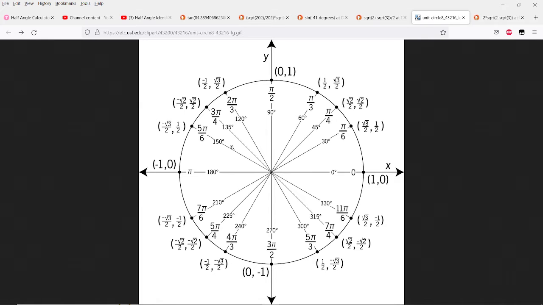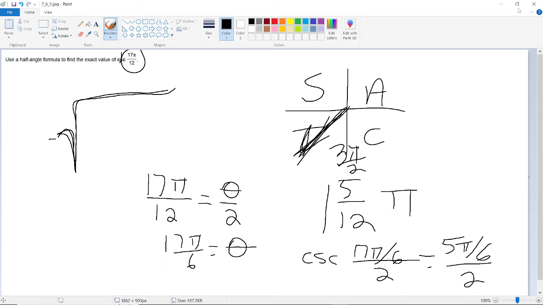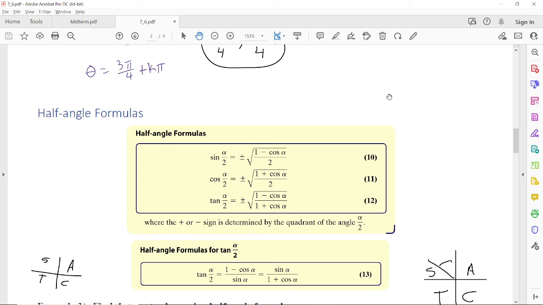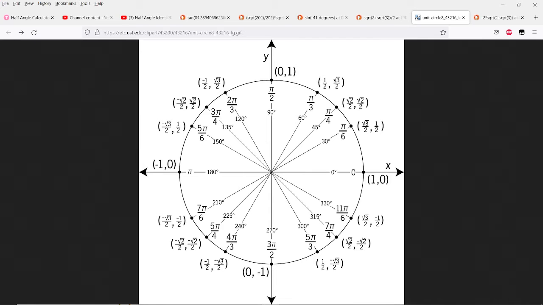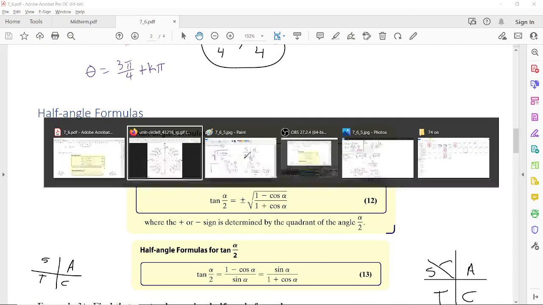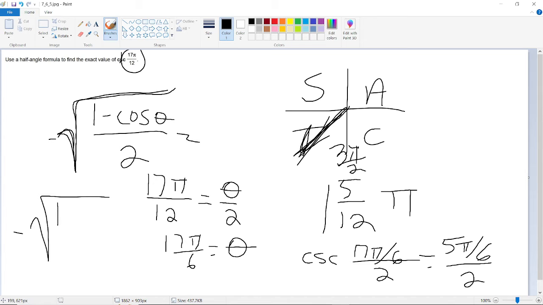Where is the old unit circle? 5 pi over 6. The formula for sine is 1 minus cosine, divided by 2. And then we'll flip it. So this is going to be negative square root. Cosine of 5 pi over 6 is negative square root of 3 over 2. So 1 minus negative square root of 3 over 2, divided by 2. And I'm going to need extra room.